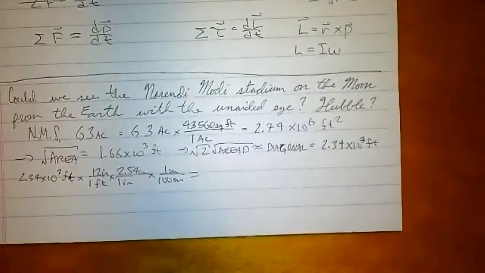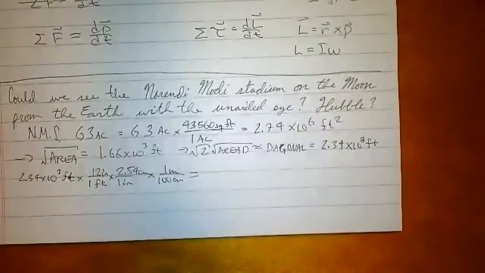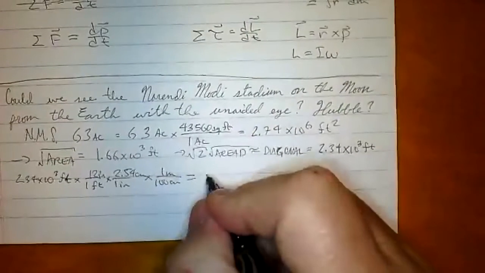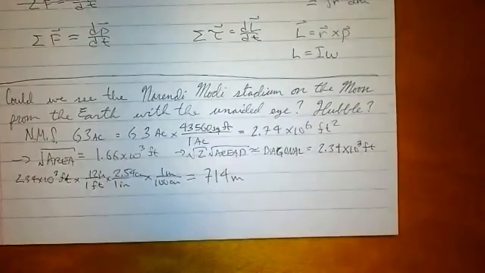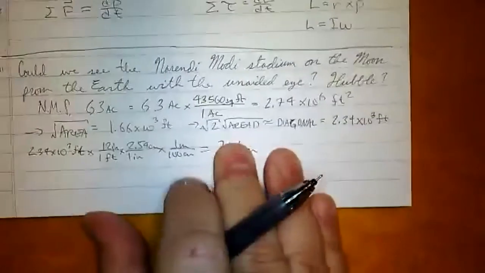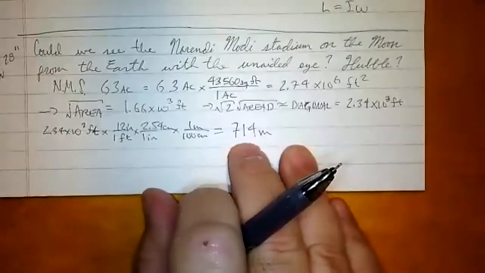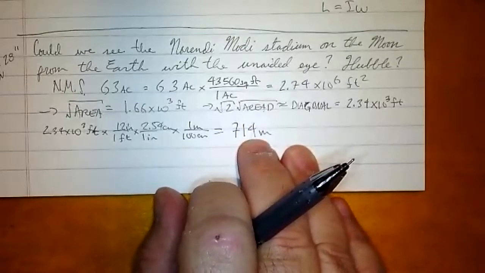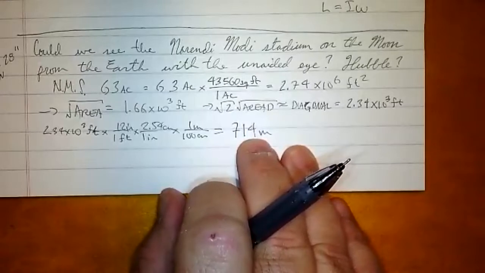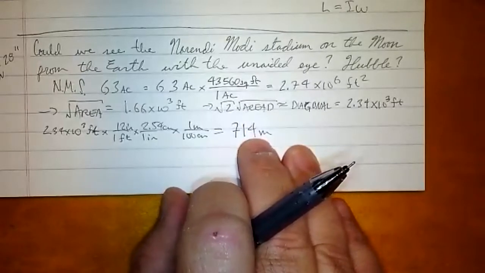So now I'm going to take this, multiply by 12, multiply by 2.54, and then divide by 100. And I get 714 meters roughly. Okay, now really in an order of magnitude calculation, if you want to be on the safe side, because maybe the thing's not square, you would say 800 meters. Or if you wanted to be a little more strict, maybe you round this to 700 meters, but normally you use just 1 sig fig.